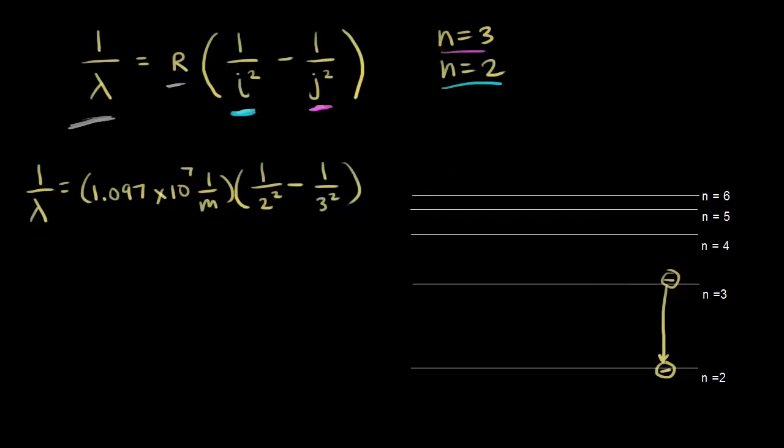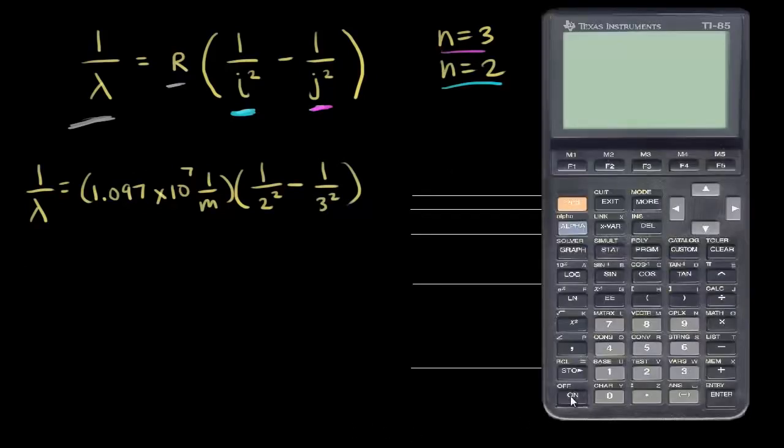Let's get out the calculator and do that math. 1 over 2 squared is 1/4, so that's 0.25, minus 1 over 3 squared, which is 1 over 9. 1/4 minus 1/9 gives us 0.138 repeating. If we multiply that number by the Rydberg constant, 1.097 times 10 to the 7th, we get 1523611. Let me go ahead and write that down.